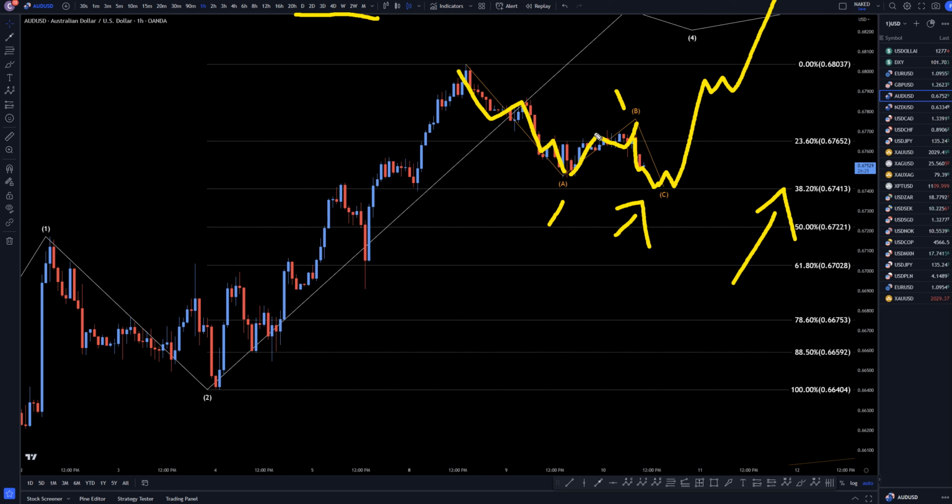So, if you do see 3 waves down, you do see an impulsive move up, and a break of structure, I would take that as a long opportunity for the continuation of this uptrend.